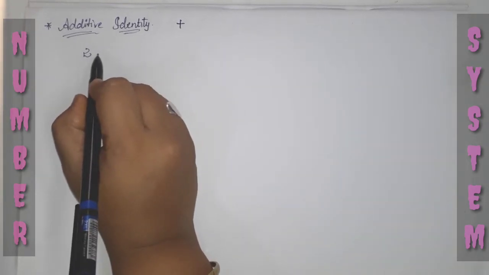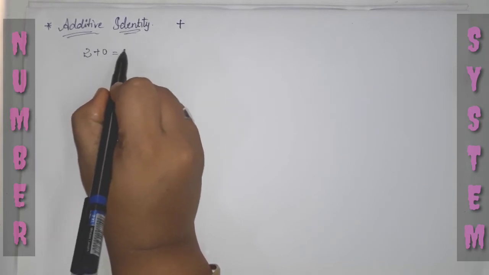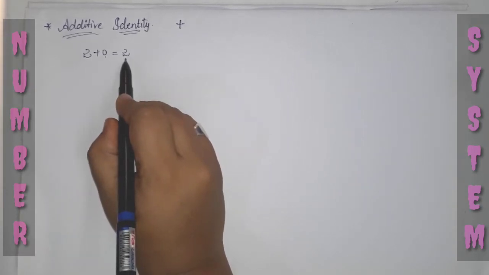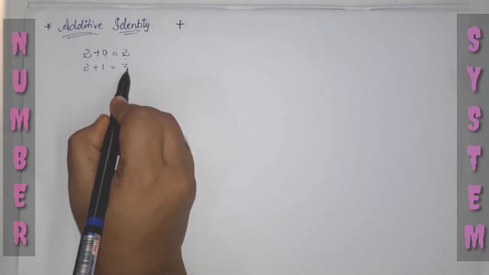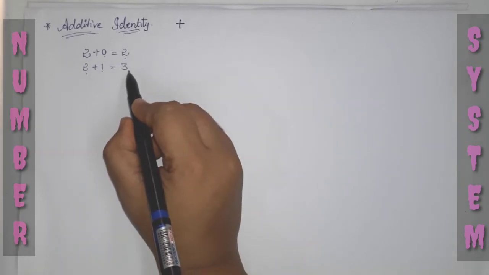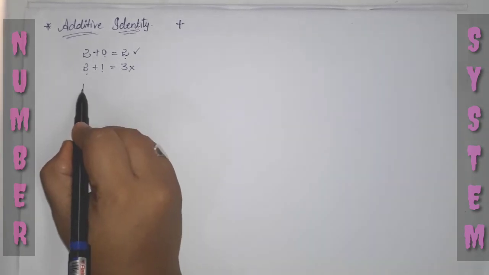What can I take? What are the whole numbers? First whole number is 0. 2 plus 0, how much? 2. So here I added 0, I got 2. If suppose I am taking 1, 2 plus 1, how much? 3. Again, for 2 if I added 1, did you get the same number? No. Next, if suppose I am taking 5.